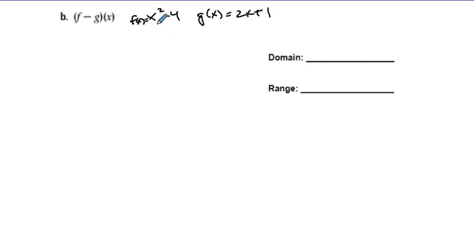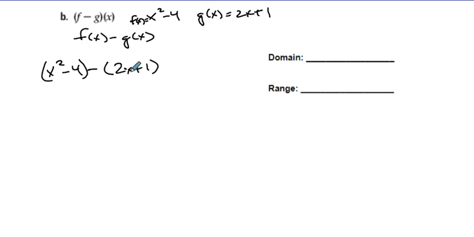All right, so if we're subtracting these, we're now going to go x squared minus 4, because that's f of x. Remember, this is the same thing as f of x minus g of x. It's like you're just using the distributive property here. So x squared minus 4 minus, right? So this was my f of x. And then we're subtracting g of x, which is 2x plus 1.